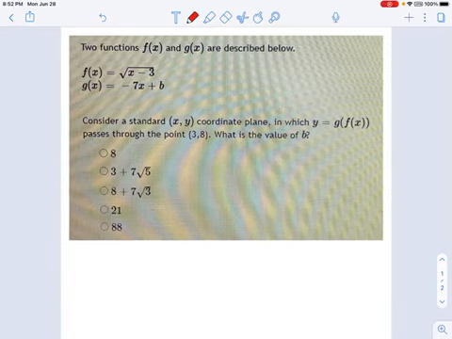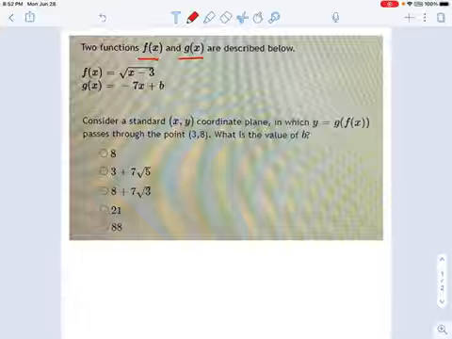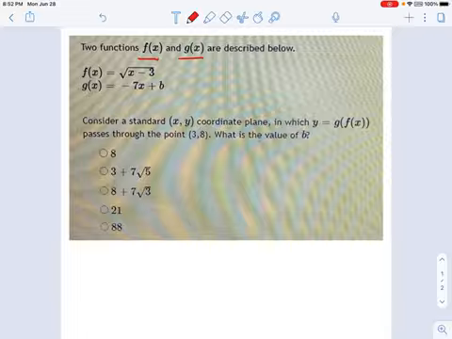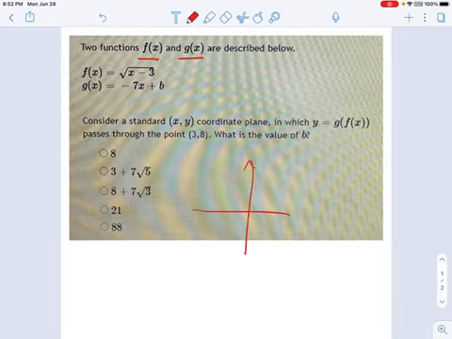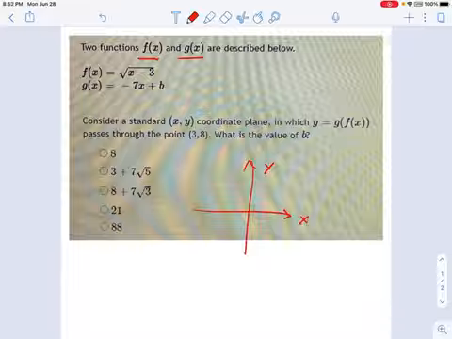So in this question, it gives us two functions, f of x and g of x, and it describes them below. You can see f is a square root equation, and g is a linear equation, negative 7x plus b. And then it says, consider a standard xy coordinate plane in which y equals g of f of x.